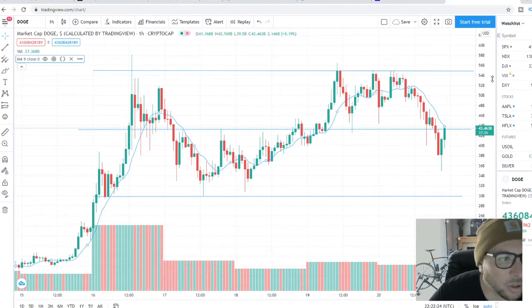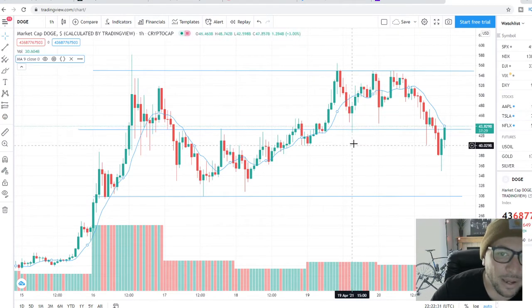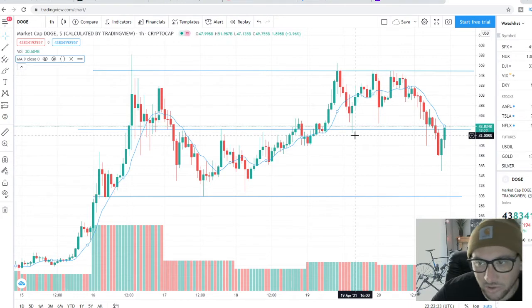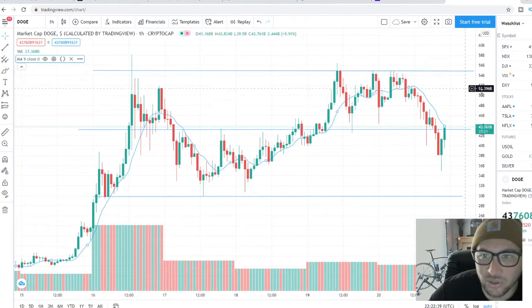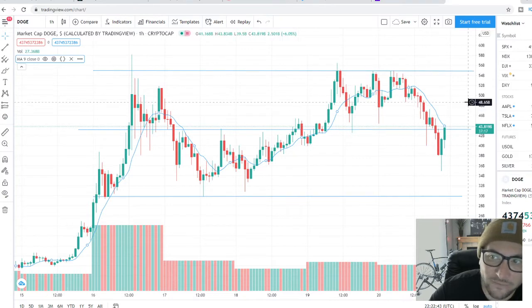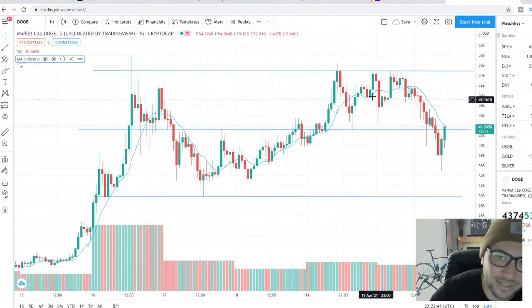But I'm all over social media, and I'm looking at a bunch of tweets and a bunch of people talking about, oh, Doge is crashing, Doge is crashing. So I went and pulled up the chart and just wanted to look around. As you can see from this chart, we topped off here at 54, 55 cents in this area.